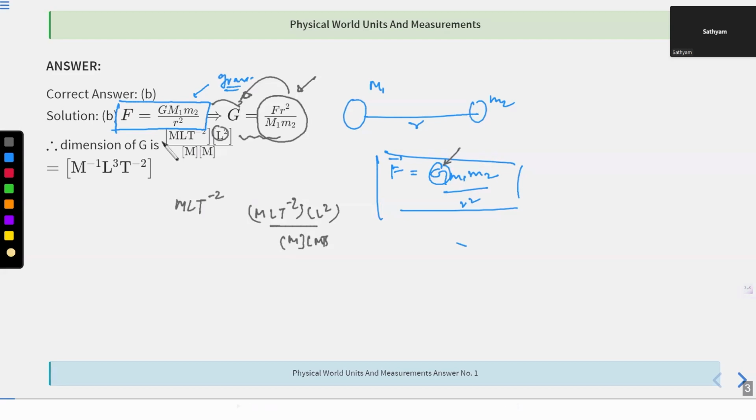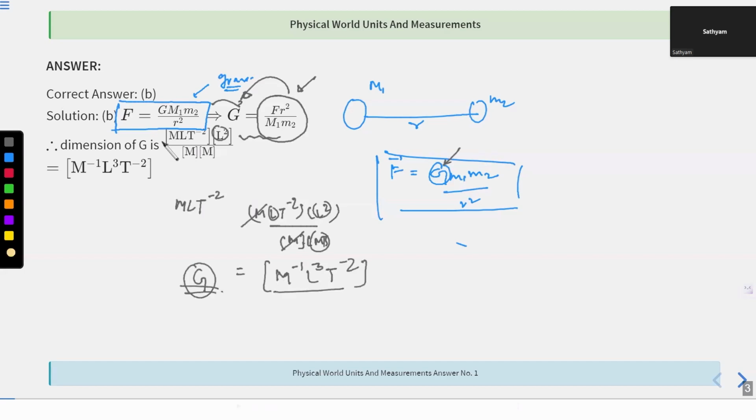When you further manipulate this, M and M will get cancelled. You have one M, just bring it upside, so this is M minus 1. Then you have one L and L square, which becomes L cube. And then you have T to the power minus 2. So this is the dimensional formula for the gravitational constant G.